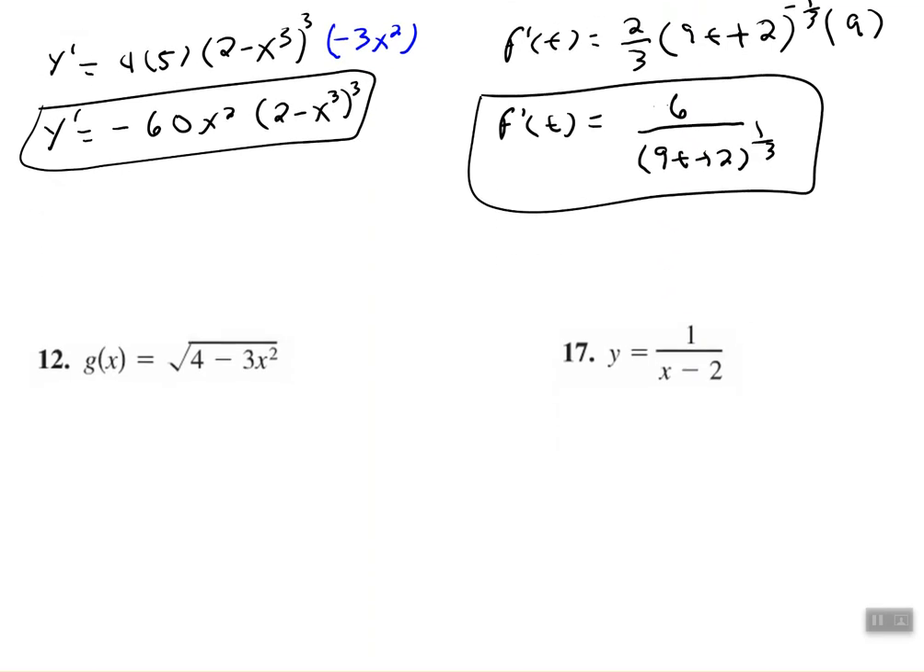Alrighty, number 12 here. We have g of x equals the square root of 4 minus 3x squared. So again, you want to rewrite that in exponential form.